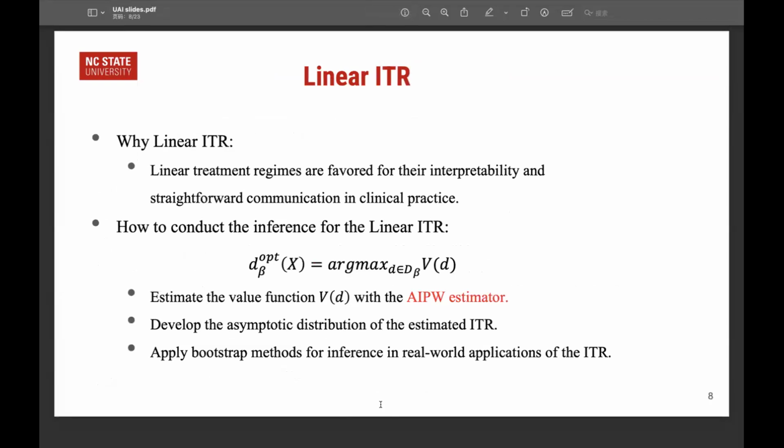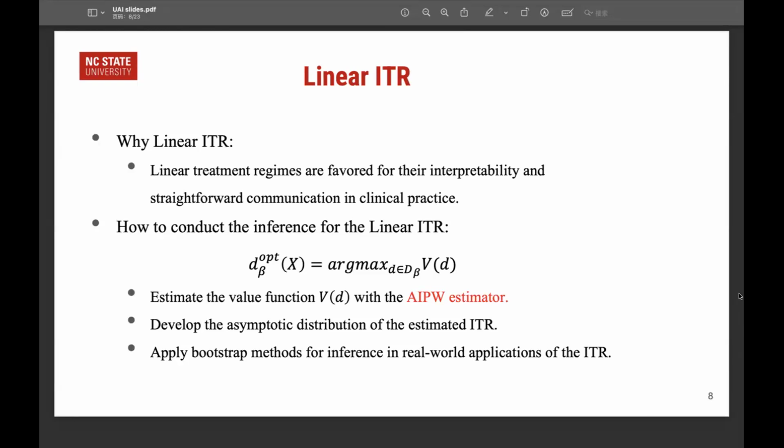We focus on the linear regime because they are straightforward, easy to explain, easy to understand, and the magnitude and sign of the coefficient can reveal the variable's importance and the type of the impact. So how can we estimate the linear ITR and conduct inference on it?